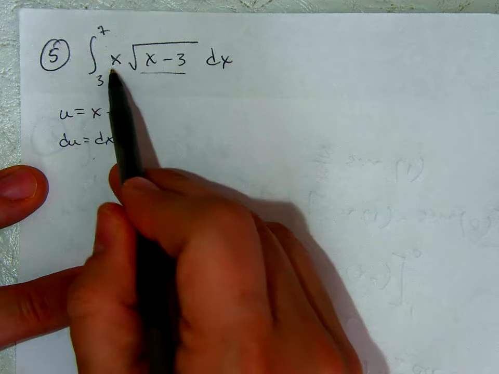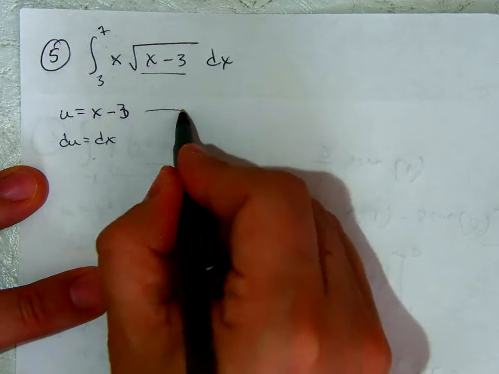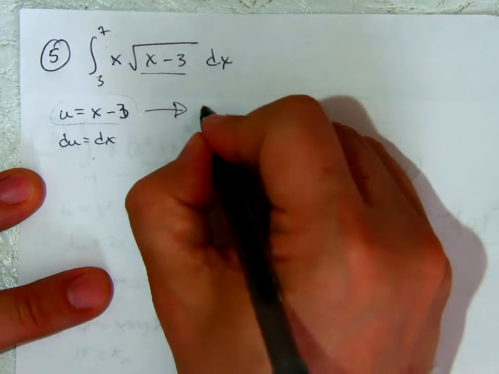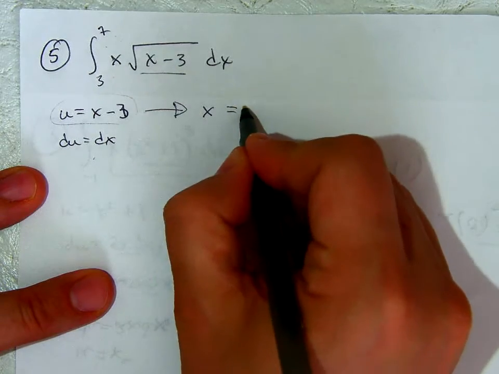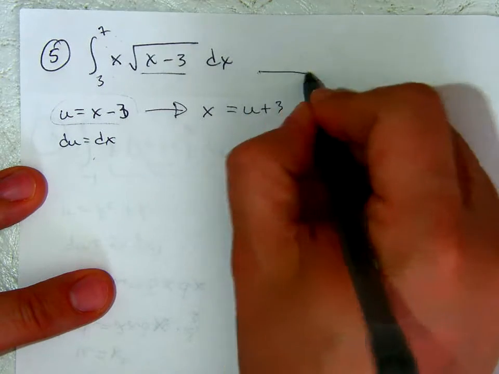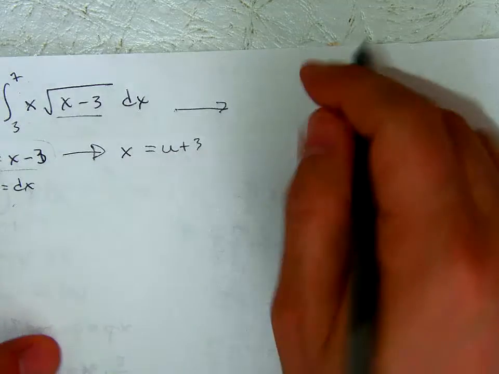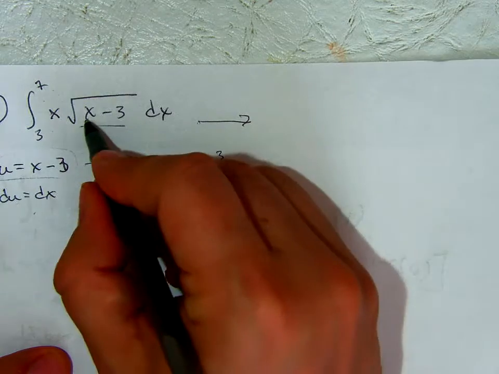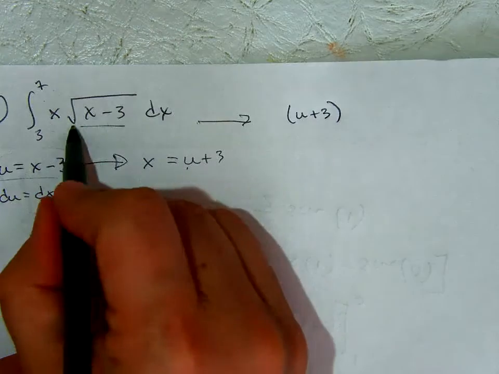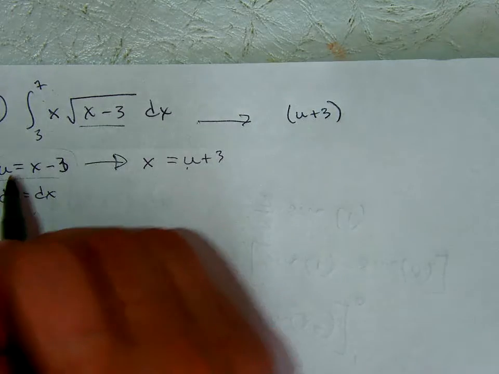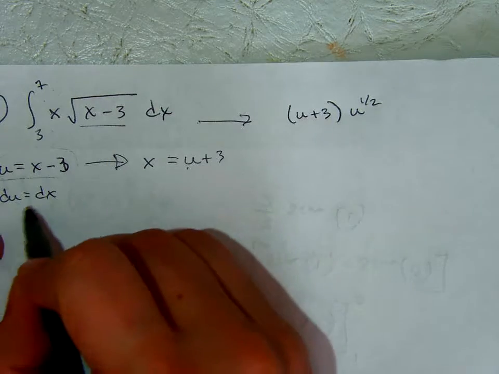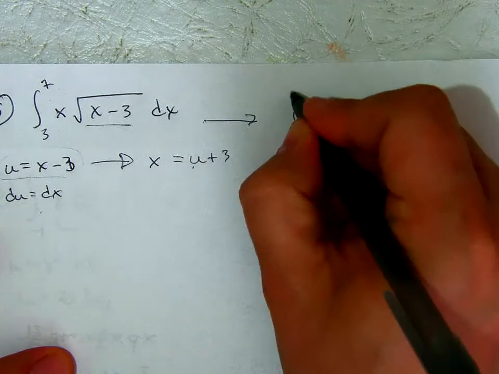But I haven't gotten rid of x yet, so what I need to do is take this original substitution that I did, u equals x minus 3, and turn it around. If u equals x minus 3, that means x equals u plus 3. Now I'll do some substitution. I end up with x, I know is u plus 3. Square root of x minus 3 is the square root of u, or I'll write it as u to the 1/2. And dx is just du, so I'll replace that with du.